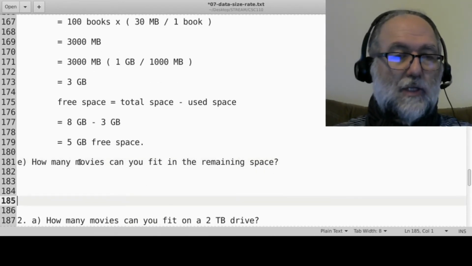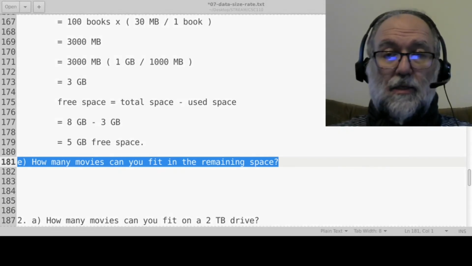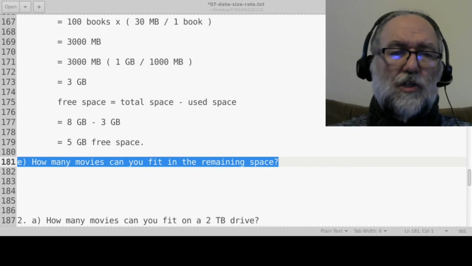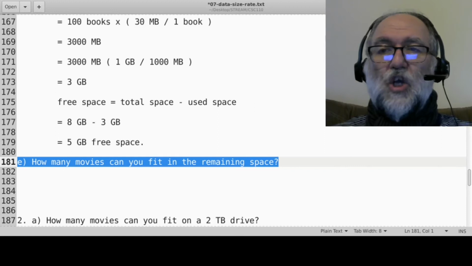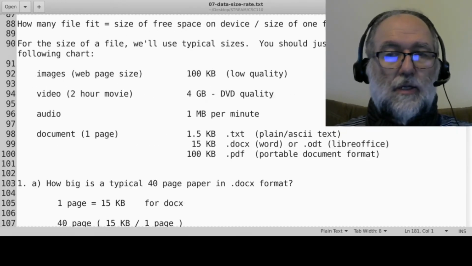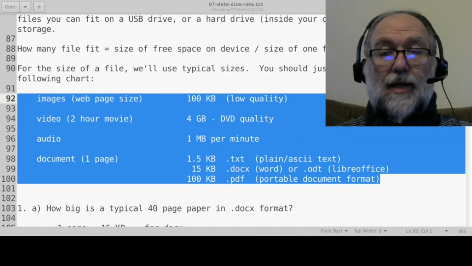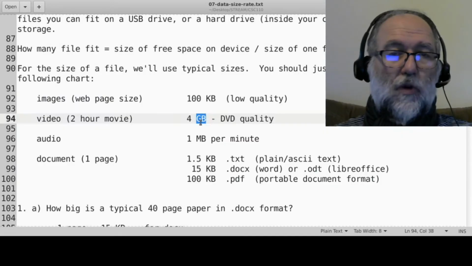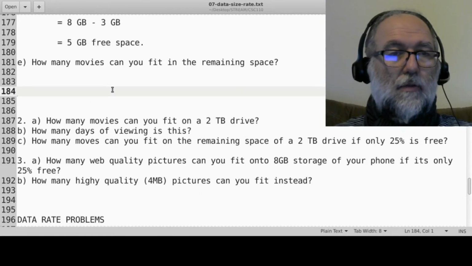All right, before we move on to the next one. How many movies can you fit in the remaining space? In other words, how many movies can you get into that 5 gigabytes of free space? Well, let's look at that chart up here, the chart of the typical sizes. Right here, you can see that the typical size of a movie is 4 gigabytes.